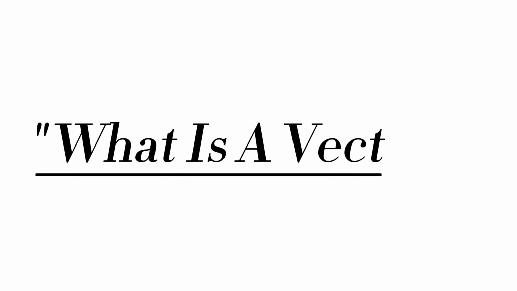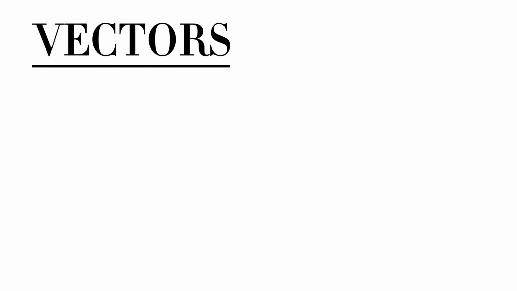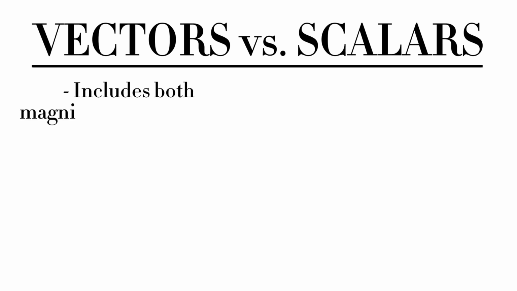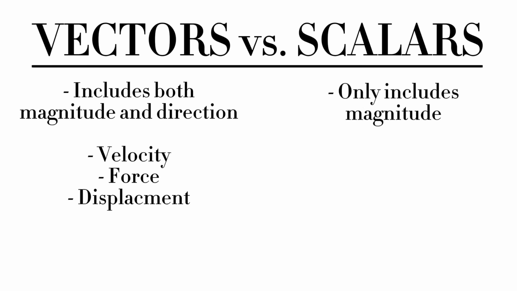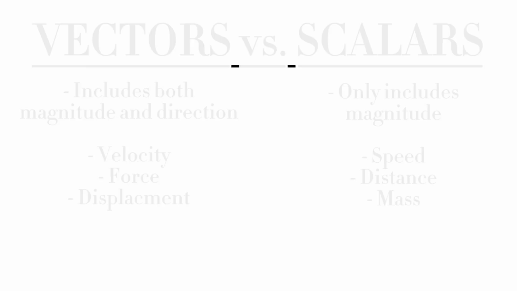What is a vector? A vector is a quantity with both magnitude and direction. For example, velocity, force, and displacement are all vector quantities. However, a scalar just includes magnitude. For example, speed, distance, and mass are all scalar quantities.